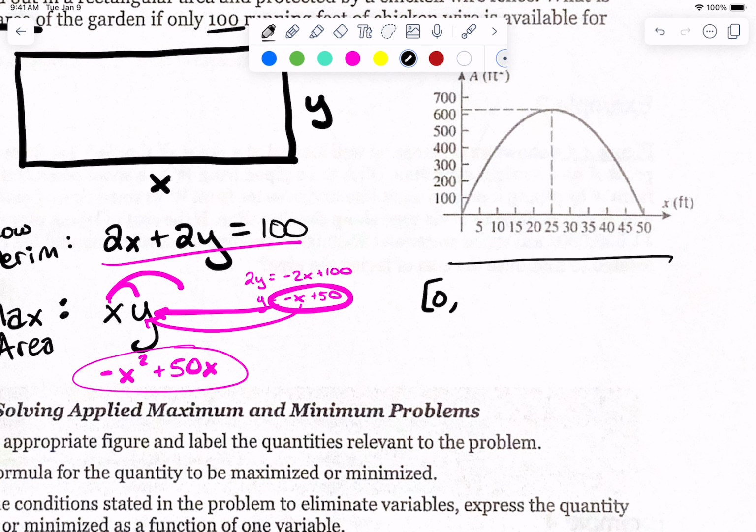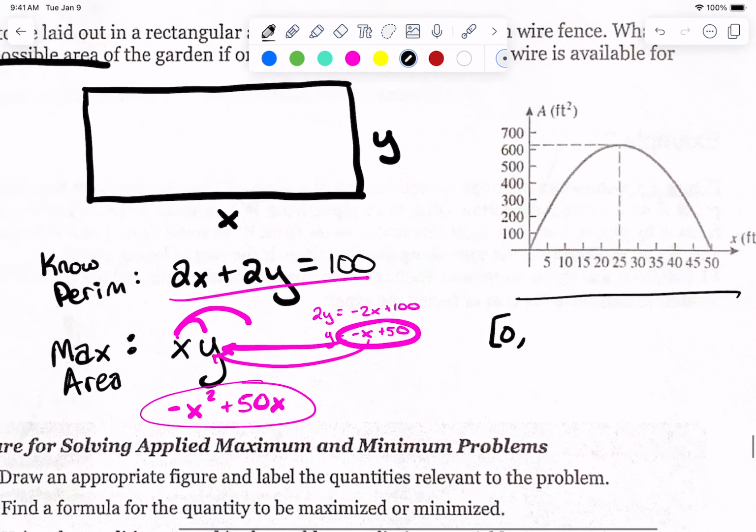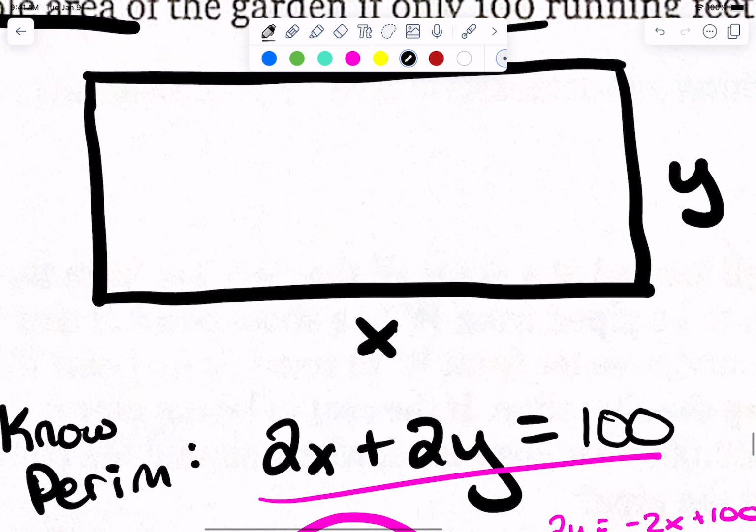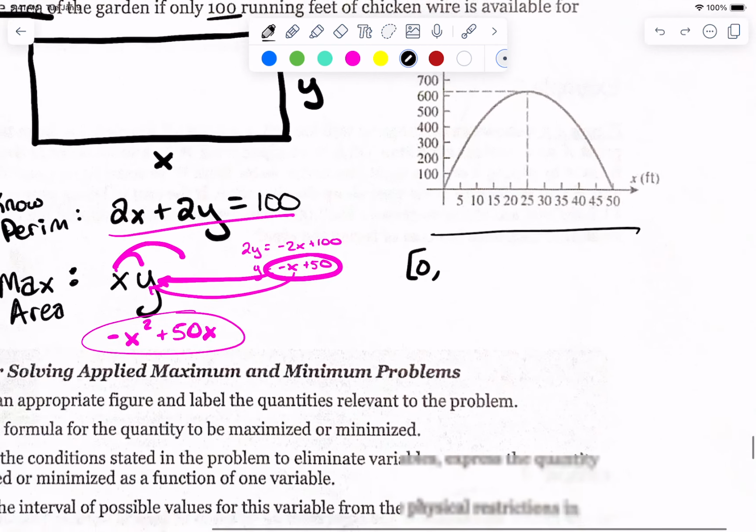What's the highest x? Yeah. So if we're looking at this as a rectangle, if x is 50, I have 50 here and 50 here, y would be 0, right? Does that make sense? Okay. And that would use all 100 feet of my fence. So I know that ultimately my x has to be a number between 0 and 50.